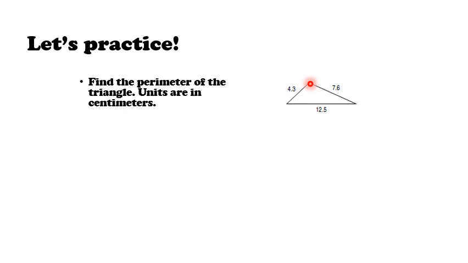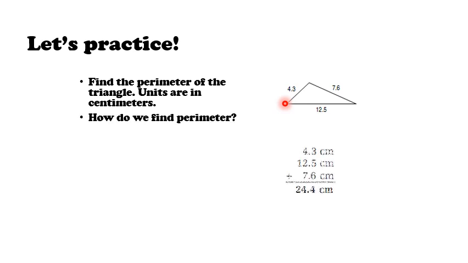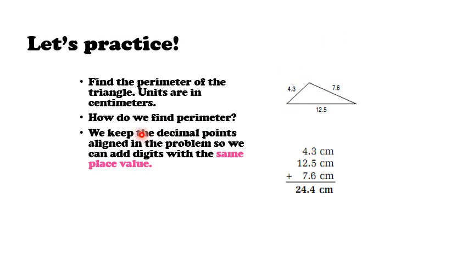And we know to find the perimeter, we will add up all of the sides. Add up all of the sides, find the sum. The sum will be the perimeter of the triangle. So, how do we find the perimeter? We keep the decimal point aligned in the problem. That means I will line up the decimal points.